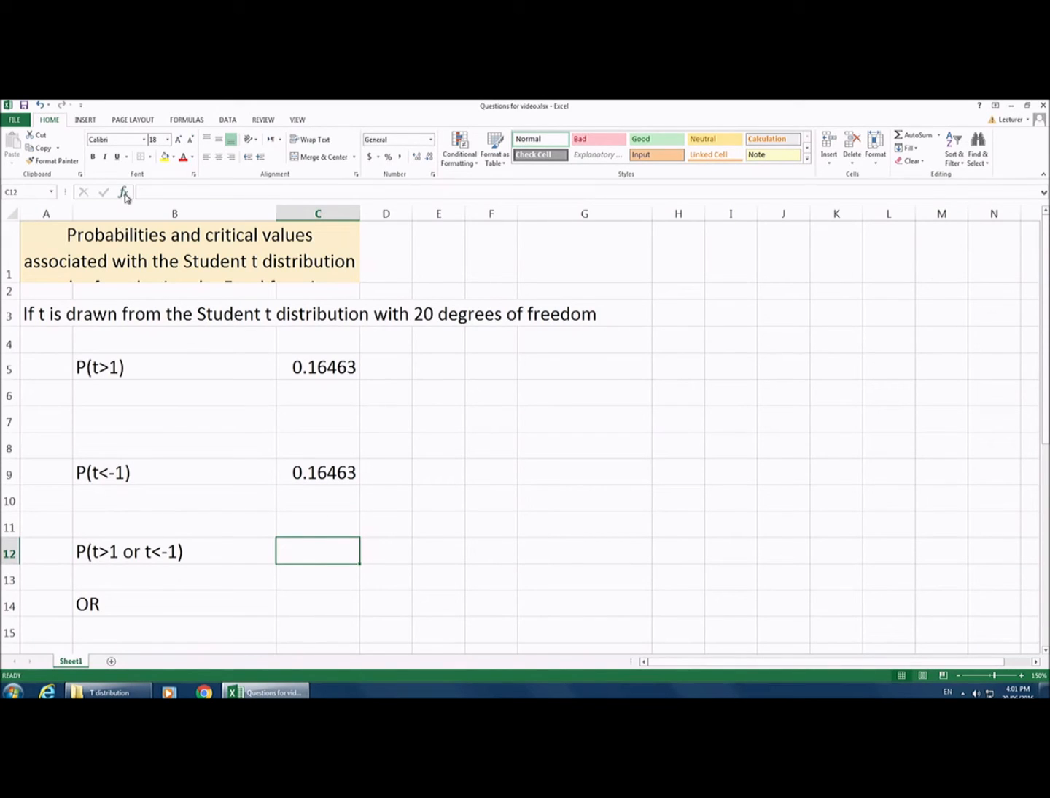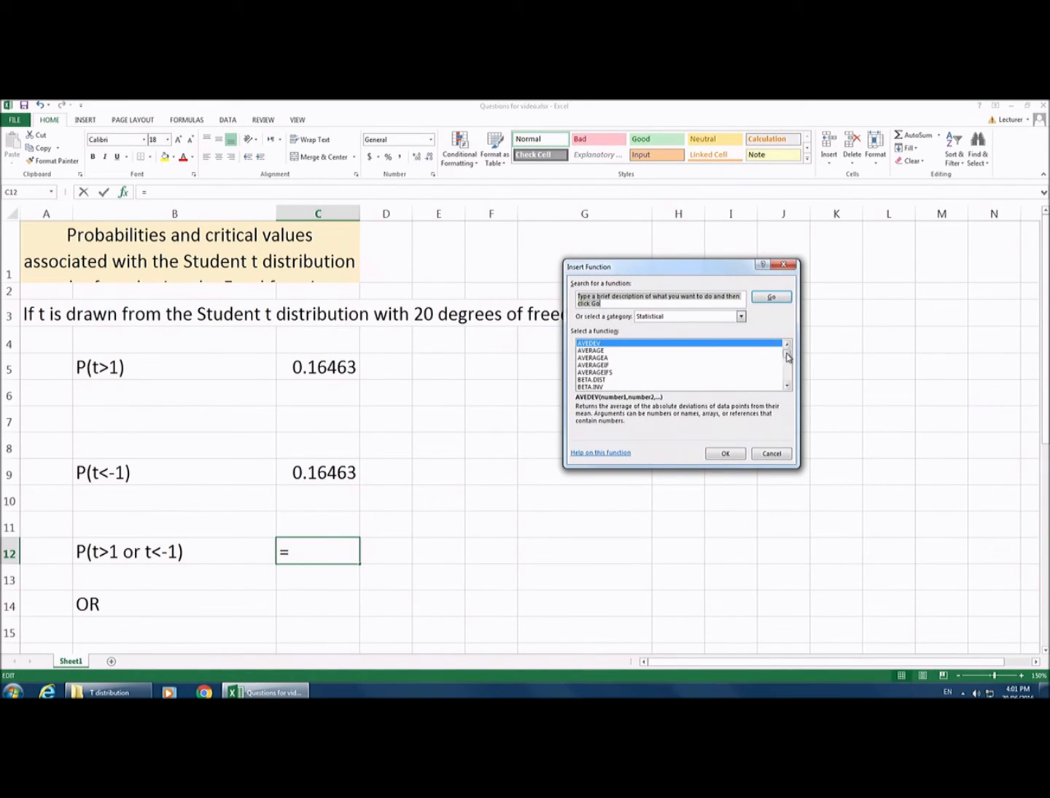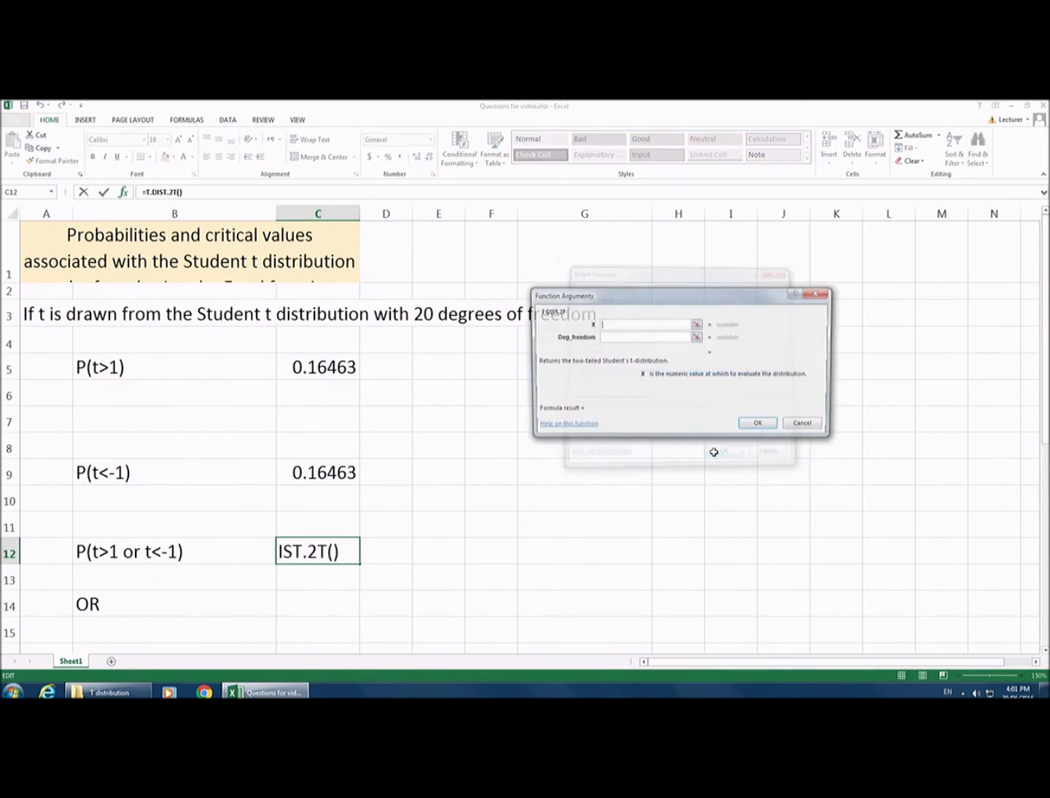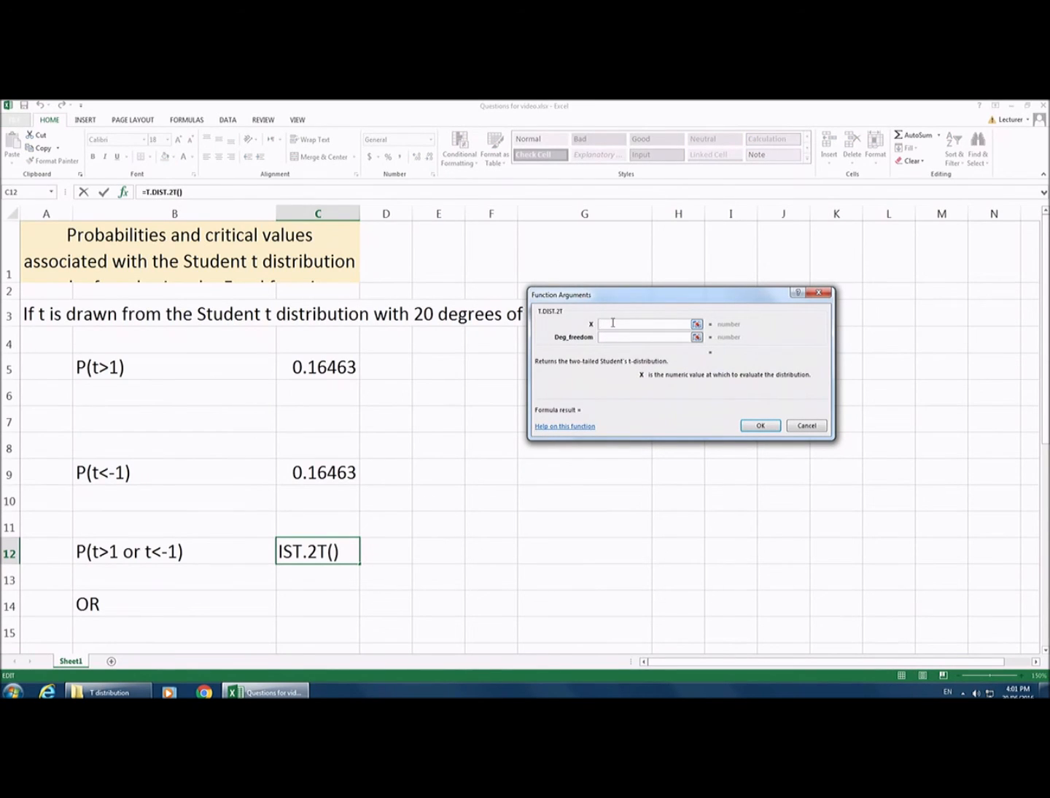The next example is the probability that t is greater than 1 or t is less than -1. So in our t.dist functions, we can use the t.dist.2t function here, because this is for two-tail of the student t distribution. We're asked for 2 things, x, and we must make sure here that we use the positive value for x.